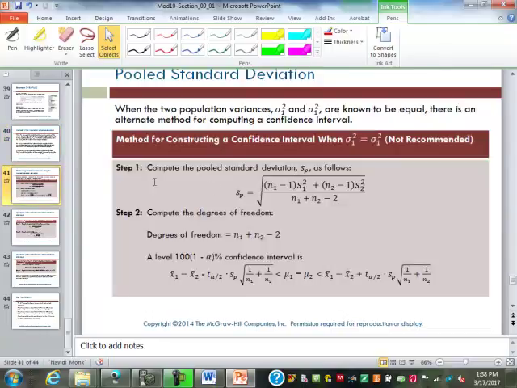You can see this is the pooling of the standard deviation that they talked about. We opted not to do that. If you pool the standard deviation, that means you don't have to do the degrees of freedom calculation. You can add the two sample sizes and subtract 2 to get your degrees of freedom. This only works if the standard deviations for both populations are known.